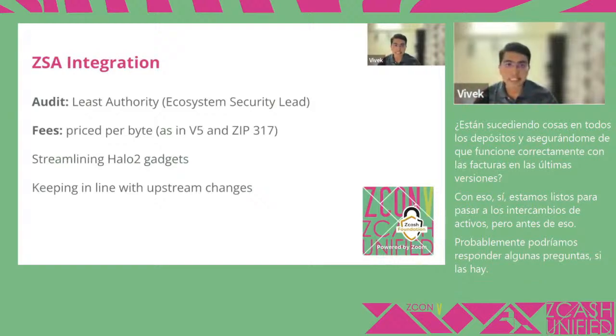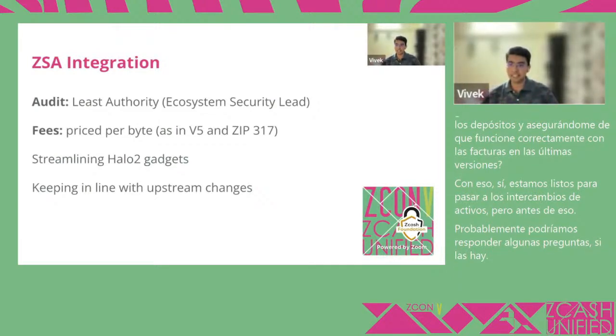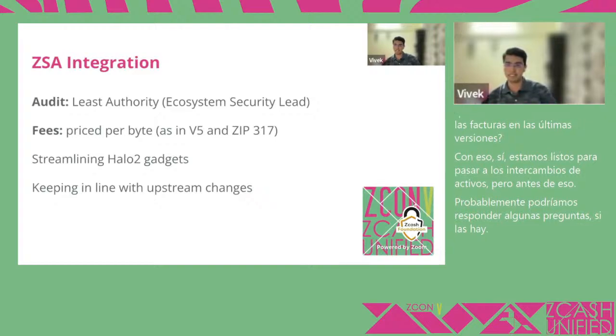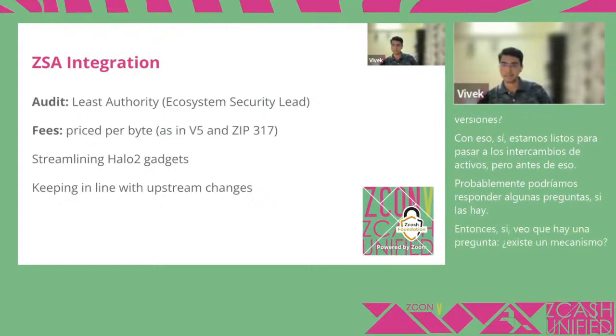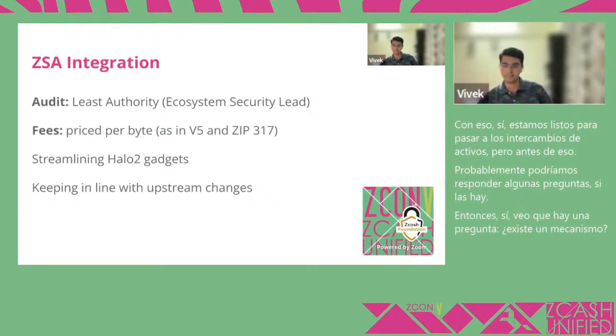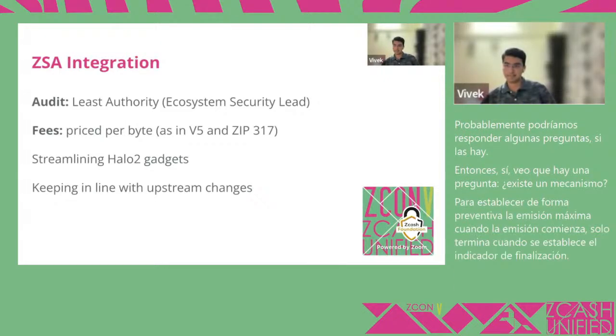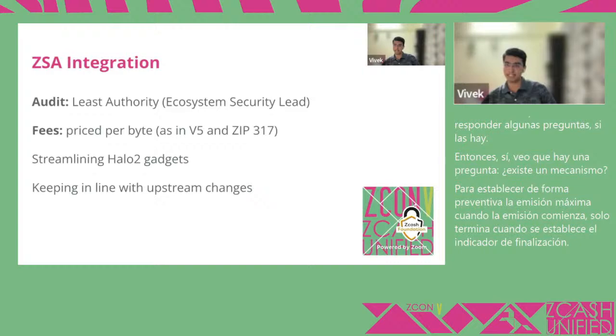So yeah, I see there's a question, which is: is there a mechanism to preemptively set the maximum issuance when issuance begins? Or is issuance only terminated when the finalized flag is set? If it's the latter, what prevents an issuer from exceeding promised bounds by delaying final issuance?